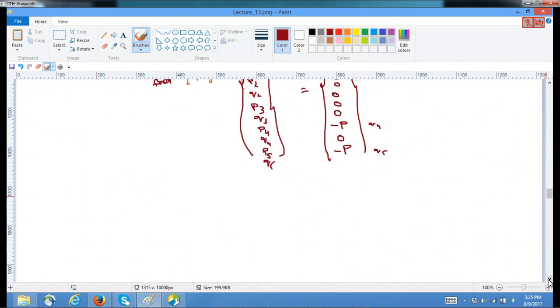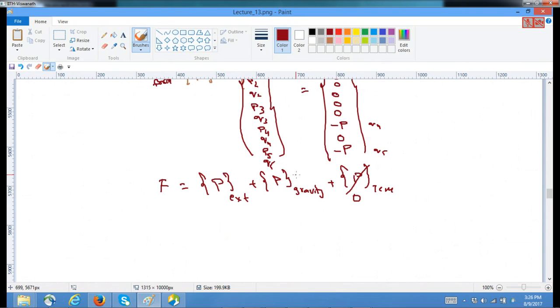So my total force vector is due to the external force, plus gravity, plus temperature. This is zero because there is no temperature variation. There is no gravity here in the current problem, so no self weight. If there is no self weight, the gravity forces are 0. Only external forces are there.